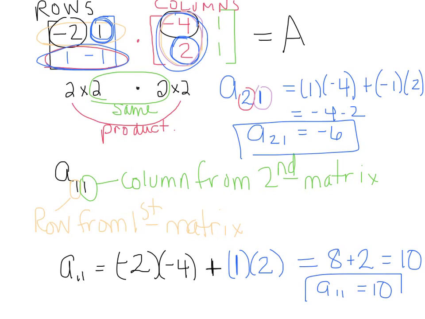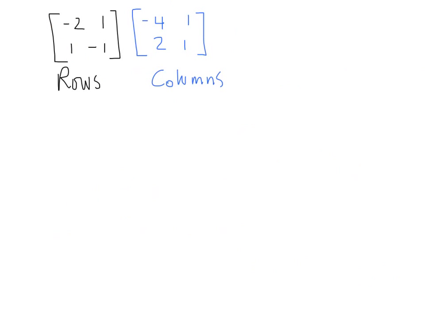Let's try another one. I've rewritten them. I'll remind you, I'm taking rows from the first matrix, and I'm taking columns from the second matrix. So let's find some new elements for this matrix. I think I need A12 next. What I'm going to do is this little 1 here says to take the first row. Then the second one here, the 2, says to take the second column. So those are the 2 things I have to take together and find this element.